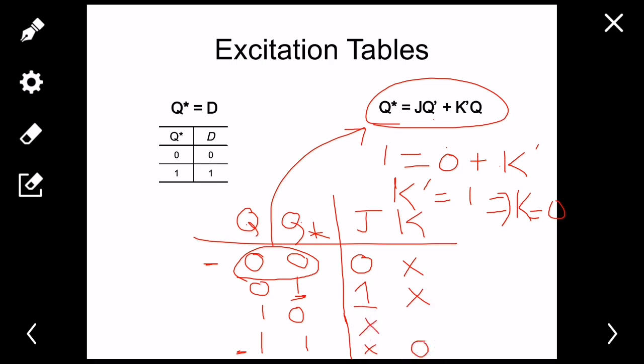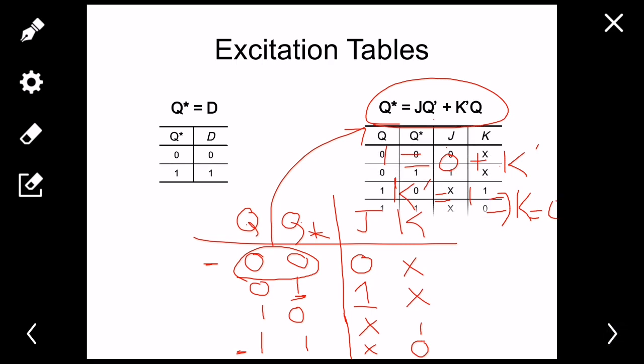So hopefully this will be the case for the other combinations. If you go and check this one, I have actually found that: 0 don't care, 0 don't care, 1 don't care, 1 don't care, don't care 1, don't care 1, don't care 0, don't care 0. So this is how our excitation table is formed.